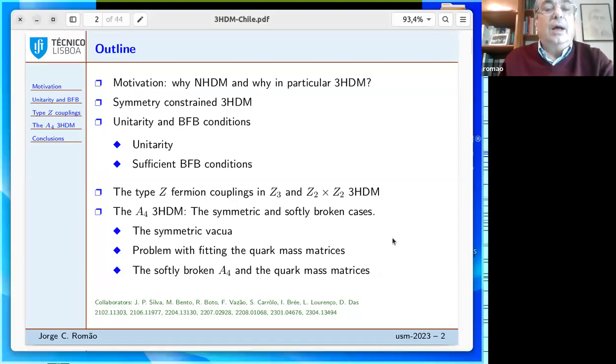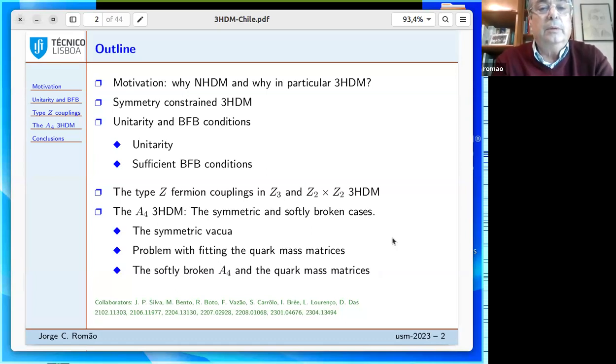I'll try to motivate why these Higgs doublet models, in particular Higgs doublet models, are important. I'll talk about the symmetry constraint, and then I'll review some topics which are the unitarity and bounded from below conditions, paying special attention to sufficient bounded from below conditions that we have derived for some of these models.